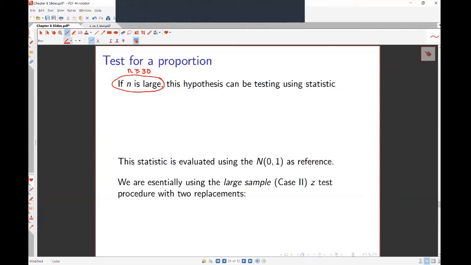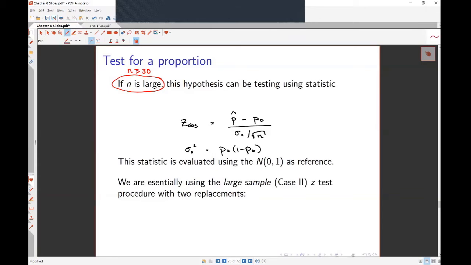If this is what you have, then you can calculate your test statistic, Z observed, and the test statistic is given by p hat minus p naught divided by sigma naught over the square root of n. And that sigma naught value, well, we calculate the square of that value as p naught times 1 minus p naught.